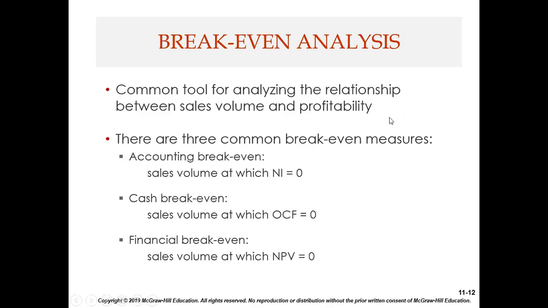Now, another common tool for analyzing the relationship between selling and profitability is what's called break even. There's a couple different types of break-even measures. The first is accounting, where we determine how much we have to sell to make net income equal to zero. There's also cash break-even: how much do we have to sell to make our operating cash flow zero, which is different than net income, we know that. And then we have financial break-even, the sales volume we have to do to make our net present value zero. So we're going to take a look at these three now.